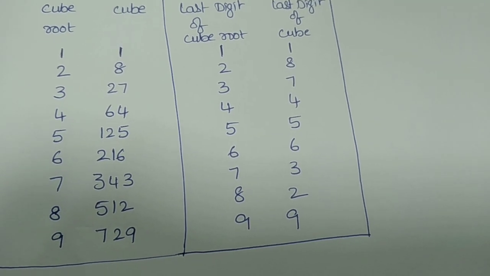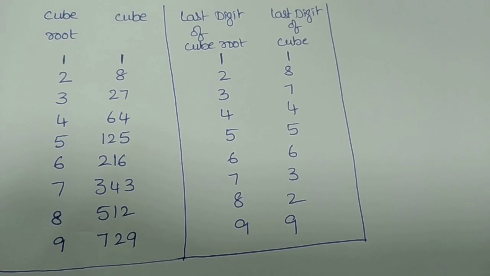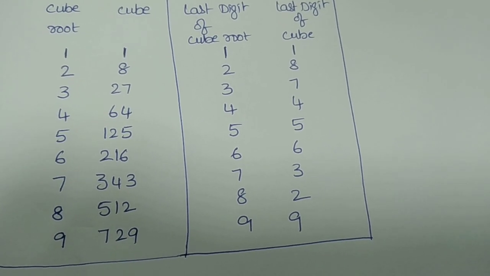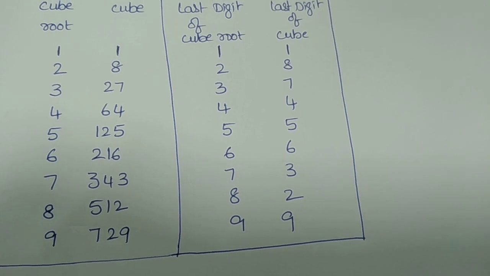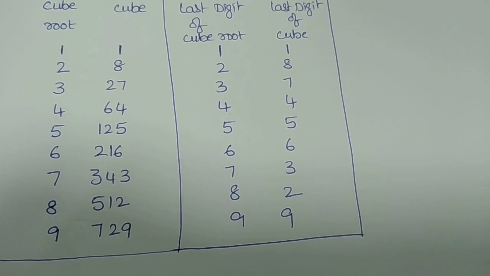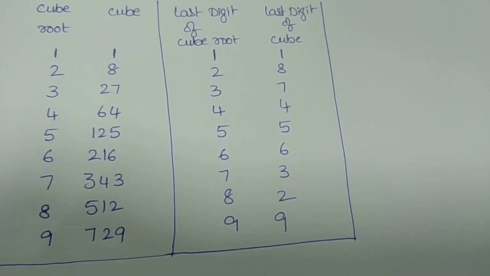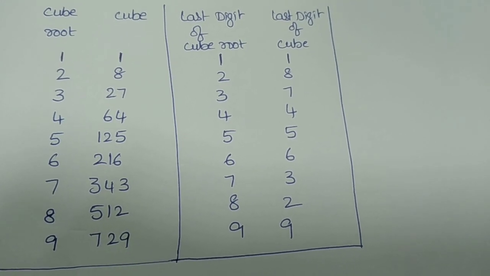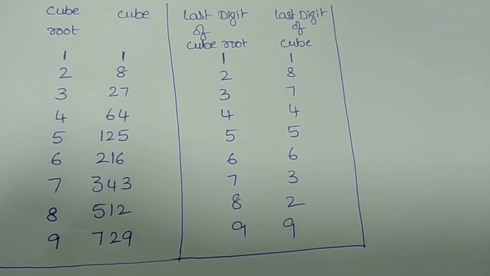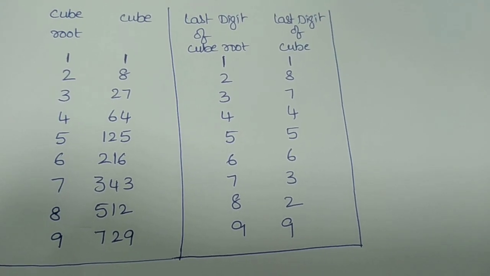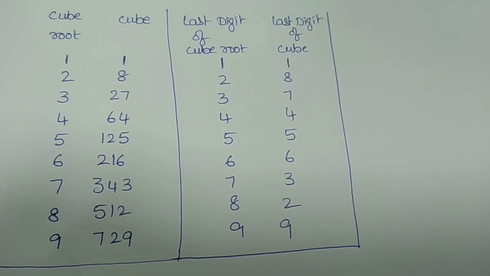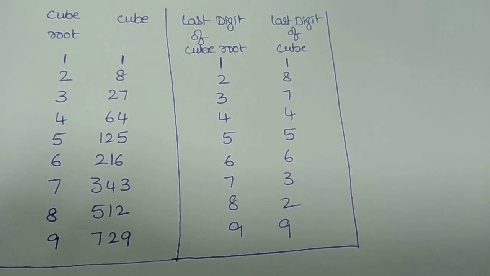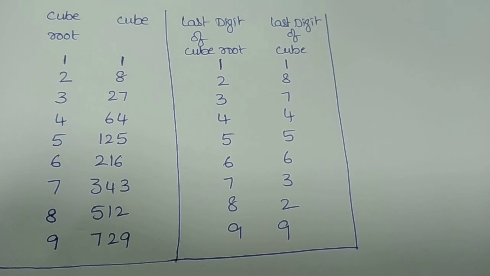If we observe these values, we come to know that if the last digit in the cube is 8, then the last digit of the cube root is 2. If the last digit of the cube is 4, then the last digit of the cube root is 4. If the last digit of the cube is 5, then the last digit of the cube root is 5. If the last digit of the cube is 6, then the last digit of the cube root is 6.